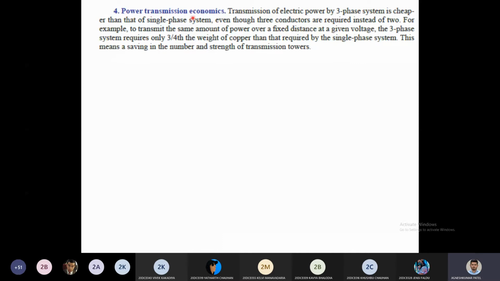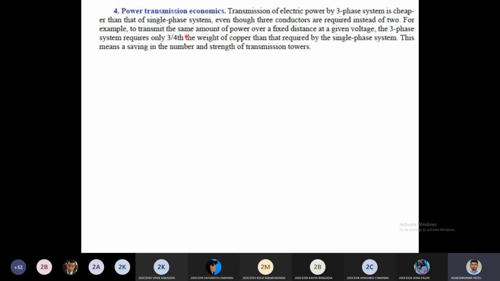The next point is power transmission economics. What does that mean? Transmission of electrical power by a three-phase system is cheaper than that of a single-phase system. Even though three conductors are required instead of two. If you want to transfer power using a single-phase line, you will require two wires, one being the line wire and the other being neutral. But if you transfer power using a three-phase system, you need either 3 wires or 4 wires depending on the system. Though 3 conductors are required, the power transfer would be much higher compared to single phase.